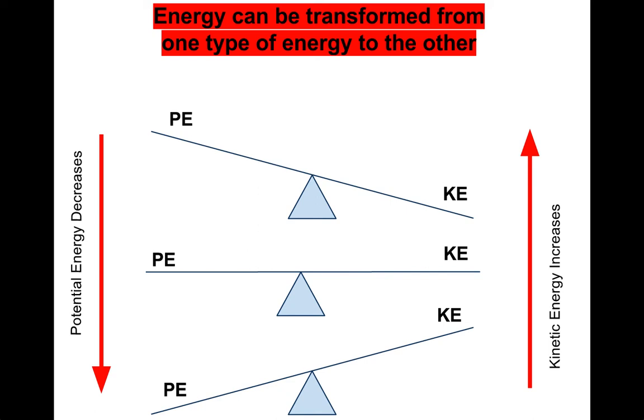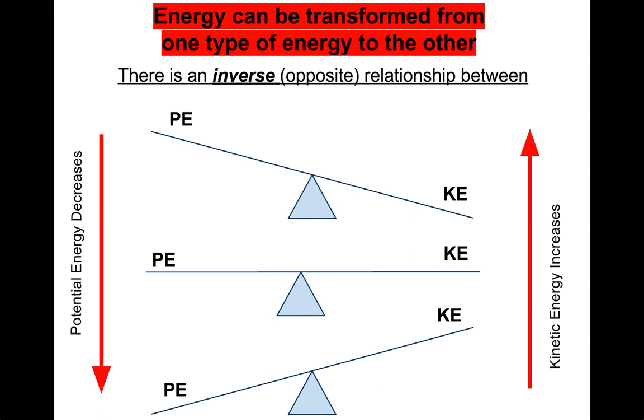Remember, energy can be transformed from one type of energy to the other. And again, remember, this is that inverse relationship that we've talked about in the past. So as potential energy is high, kinetic energy is low. And as potential energy decreases, kinetic energy increases. So there can be a point where they're even. And then as potential energy is at its lowest point, kinetic energy has increased to its highest point. So again, this is called that inverse relationship, and we've talked about that in the past.